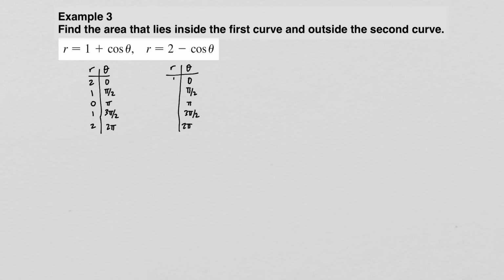Plugging in 0, we will get 1. Plugging in pi over 2, we get 2. Plugging in pi, we're going to get 3. 3 pi over 2, we get 2. And 2 pi, we will get 1 again. And now I'm just going to put these points on a graph.